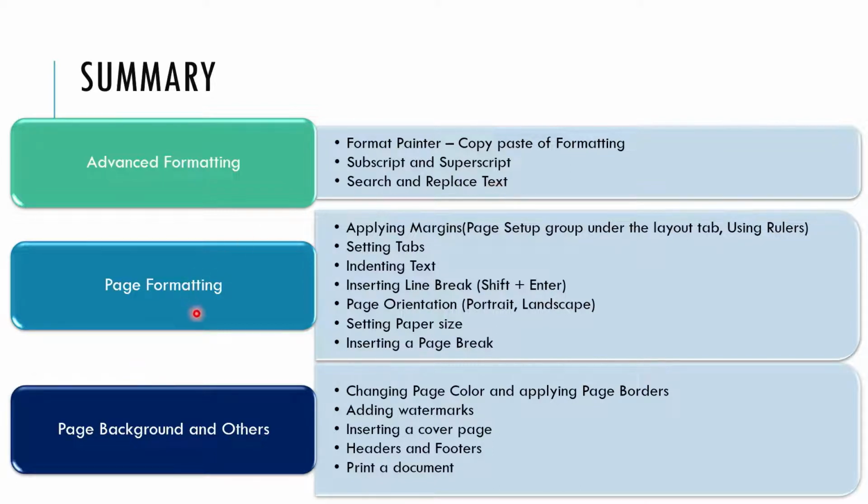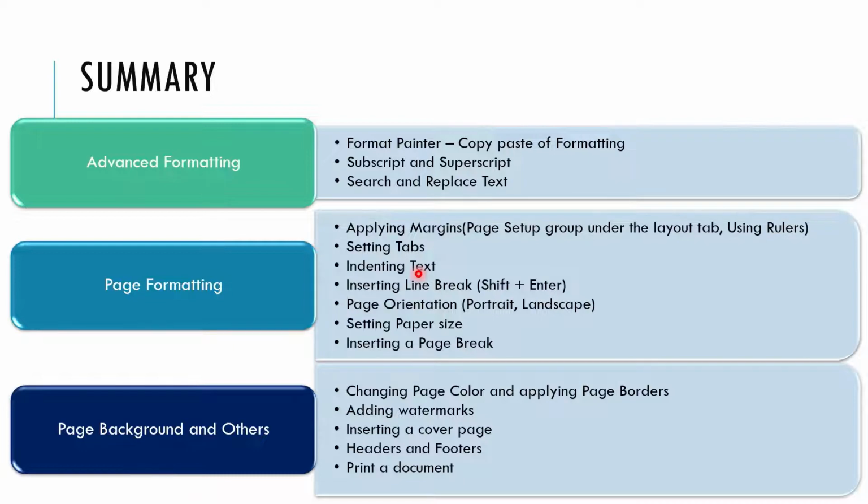Then we jumped to the page formatting. In the page formatting, we discussed applying margins. There are 2 ways we can apply margins: using the page setup group under the layout tab, or using the rulers, horizontal ruler or vertical ruler. Then we talked about setting tabs within the document. There are 5 tab stops: a left tab stop, center tab stop, right tab stop, decimal tab stop, and a bar tab. We also talked about indenting text.